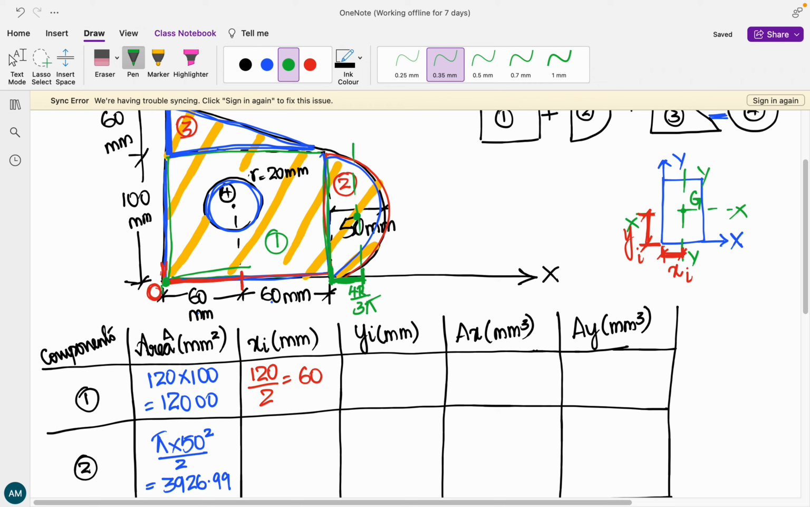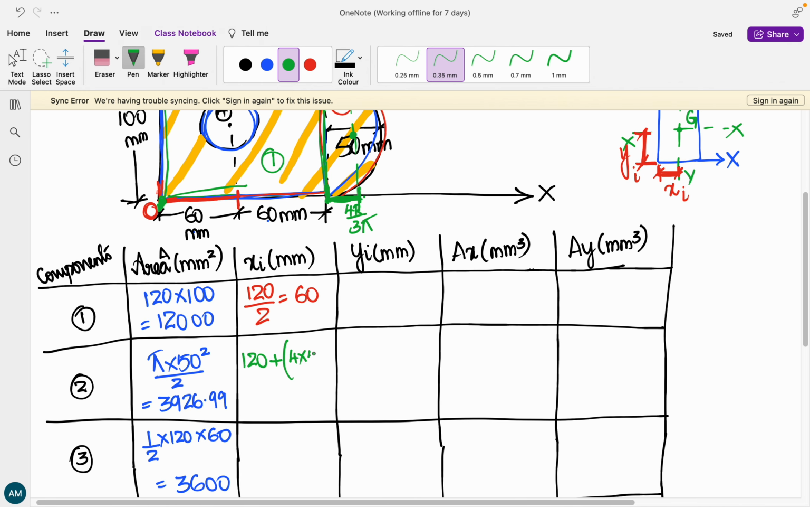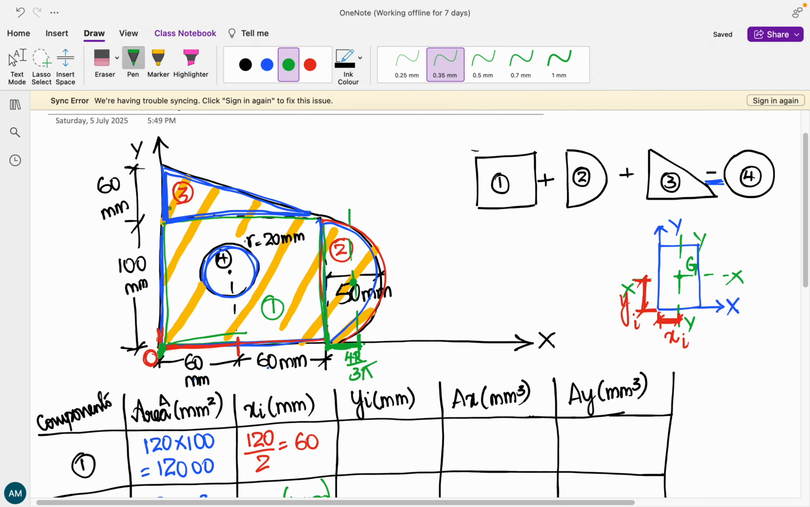But to reach from your origin to the centroid, it is going to be 60 plus 60, 120 mm plus 4r by 3 pi. So it is 120 plus 4. What is the radius of the semicircle? 50. 4 into 50 divided by 3 pi. So if we solve this particular value, we are going to obtain a value of 141.22.